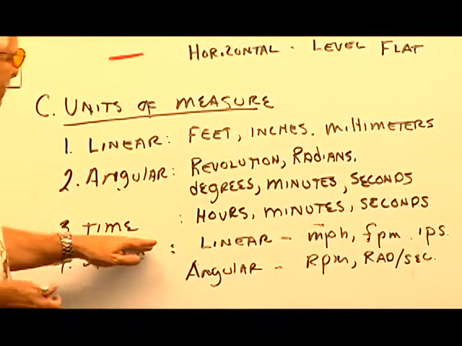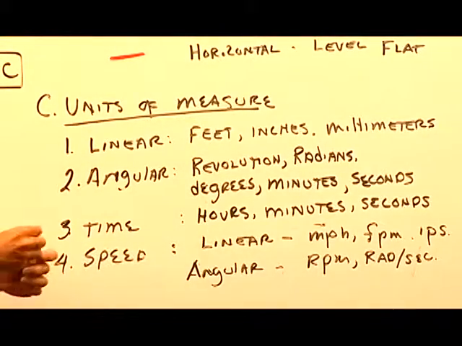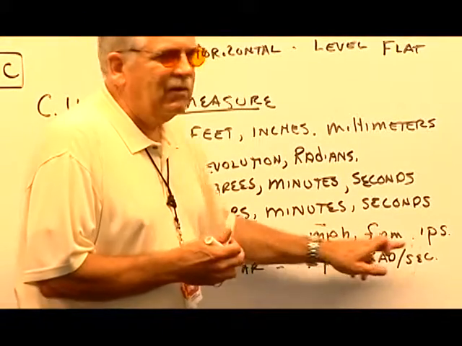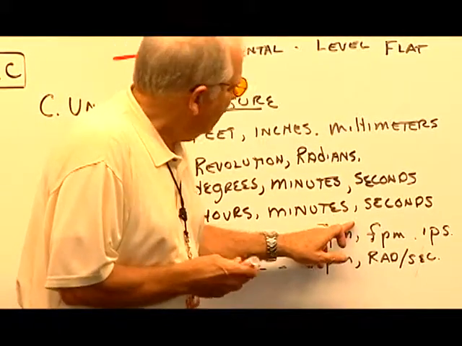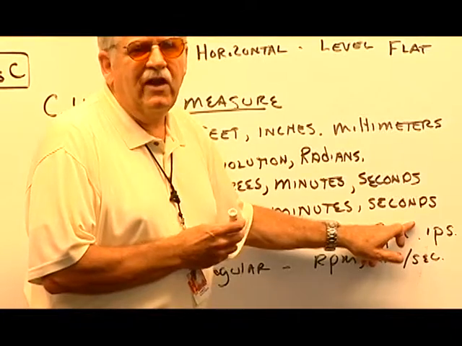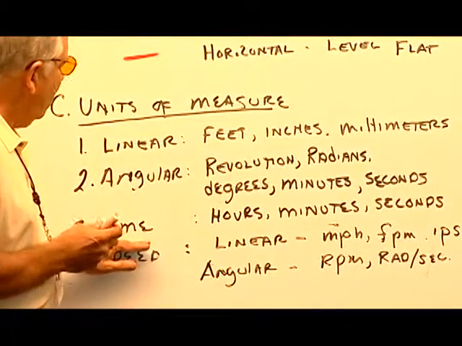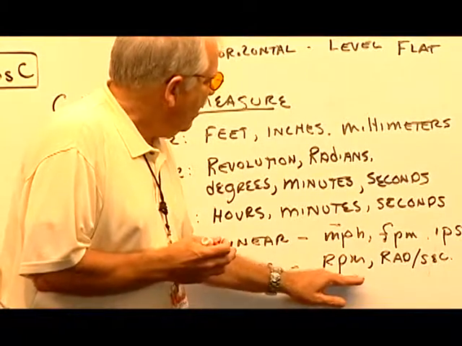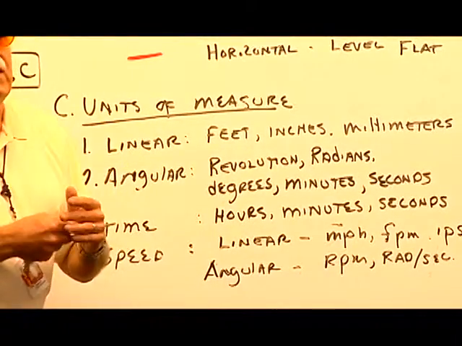Now, as far as time is concerned, you're familiar with that. Hours, minutes, and seconds is not worth reviewing, but just be aware that there will be time involved in the problem. And speed, we're looking for linear speed, and these relationships will appear. Of course, you're familiar with MPH, which is miles per hour, FPM, which is feet per minute, or it could be IPS, which would be inches per second. These are just examples of some of the units that you might see for handling time and speed. Now, speed for angular will be either in RPM, which is revolutions per minute, or rads per second, which is a possibility that may occur.